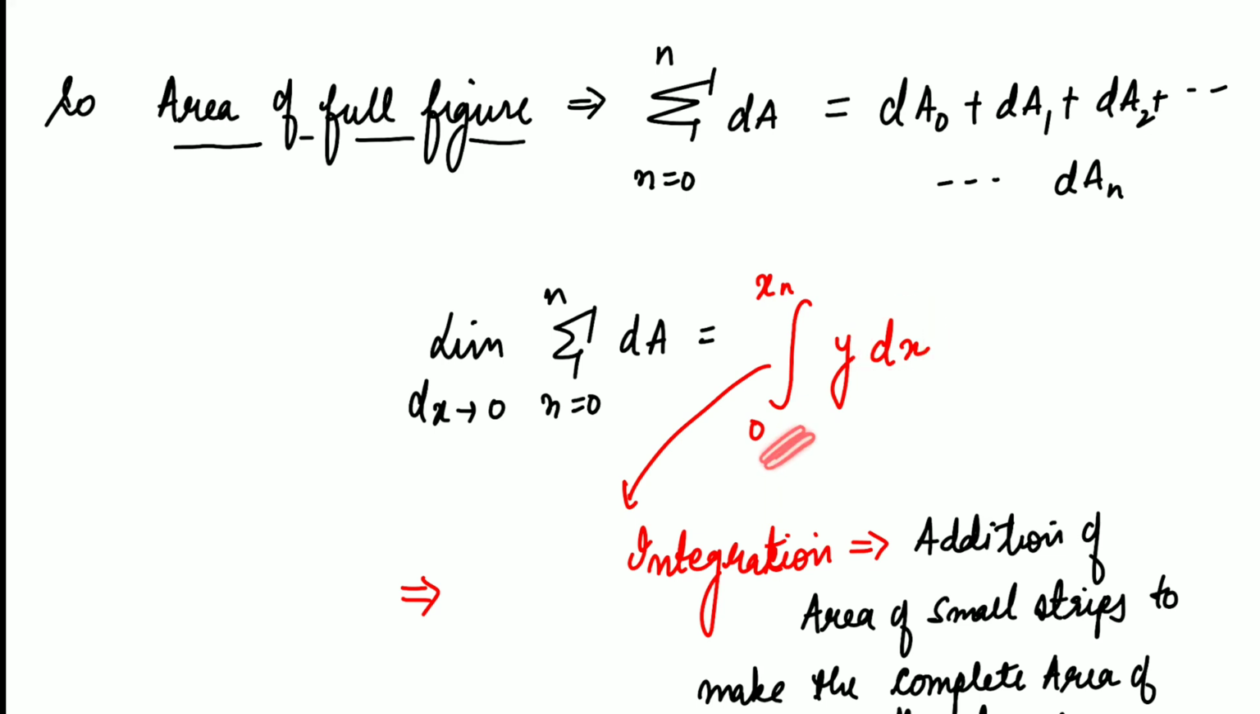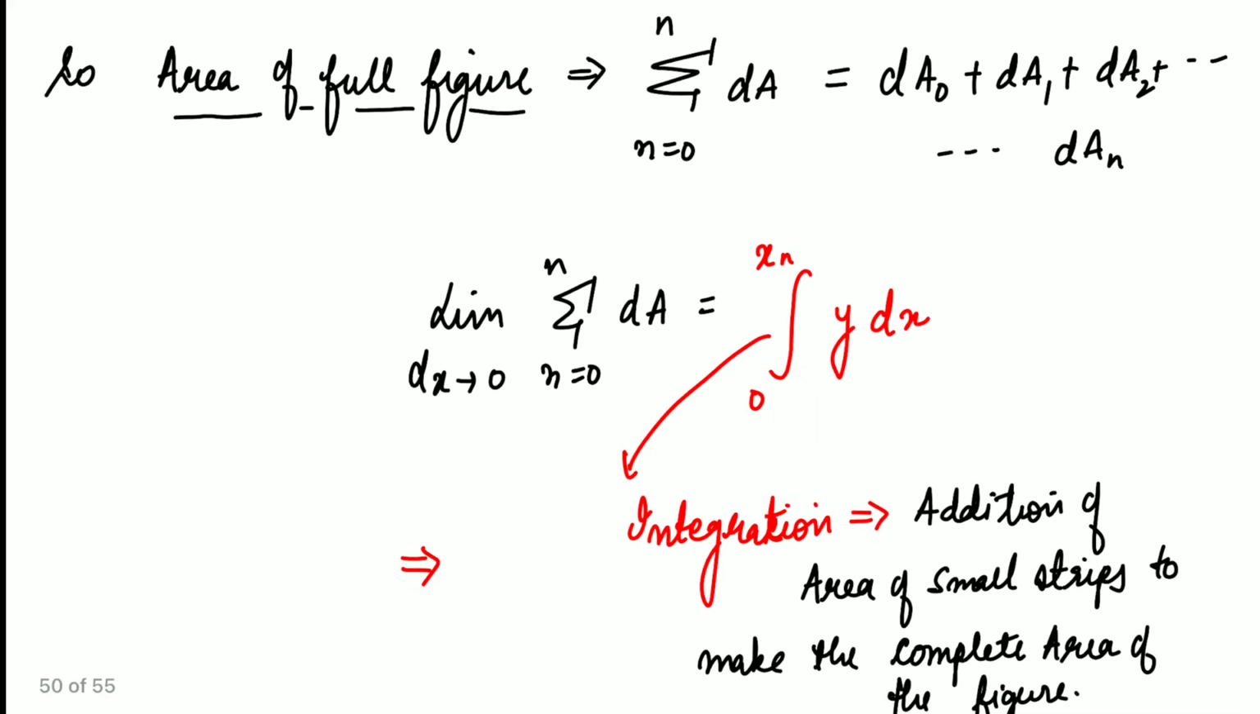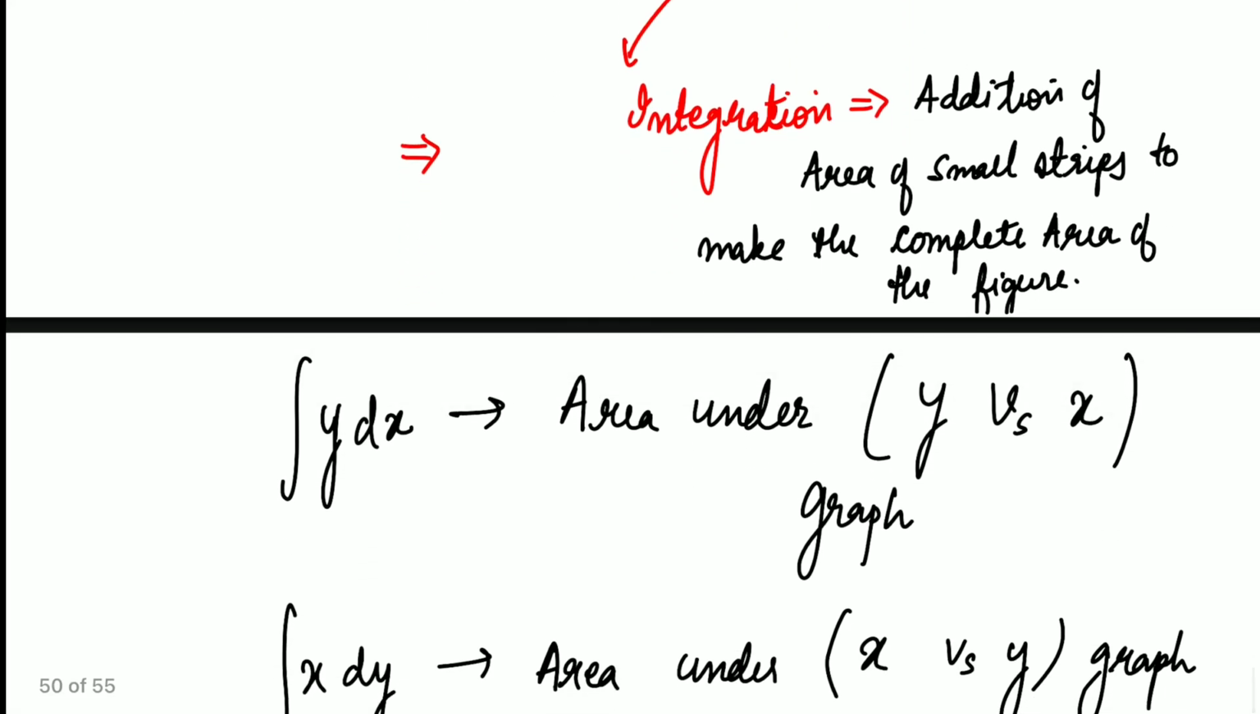So this is what integration is. What is integration? Addition of the areas of small strips to make the complete area of the figure. I hope you guys can understand. In other words, what is integration? Let's say it is written y dx. Now what is integration giving you? It is basically giving me the area under the y versus x graph, right?